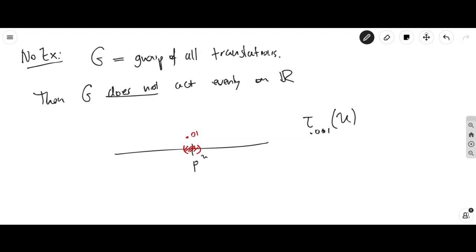And if you apply it to this open set, you just ever so slightly move it a little bit over to the right, and you can see that it will overlap. So no matter how small you make it, you can always find a translation that's even smaller, and when it moves it over, it will still overlap with the original open set. So this would be an example of something that is not evenly covered. I'm sorry, let me take it back. That would be an example of a group that does not act evenly on your space.